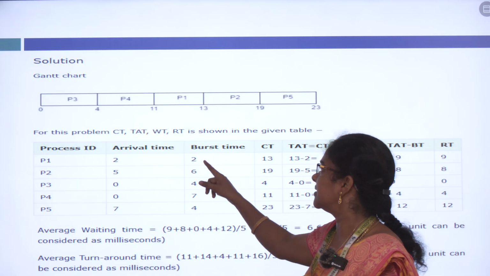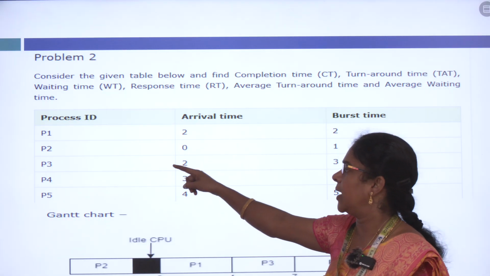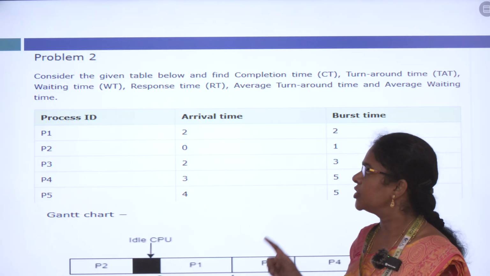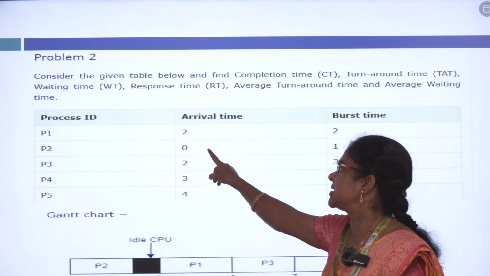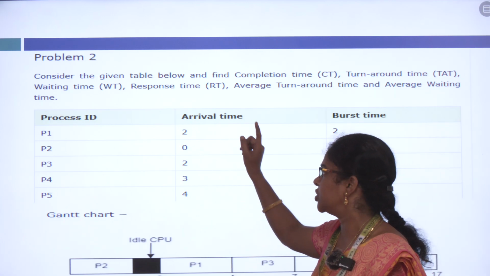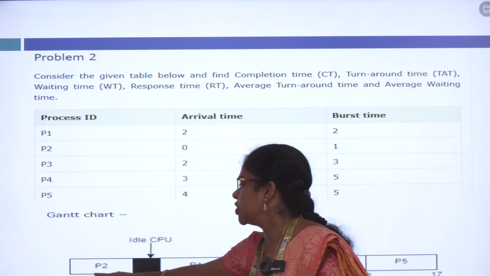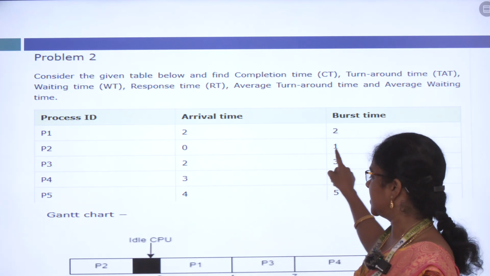In the same FCFS method, a second problem is given. Here P1, P2, P3, these are the 5 processes given with arrival time and burst time. In first come first serve, we start from the least arrival time, so we start from 0. The first process is P2. This is the Gantt chart, starting from 0. The first process is P2. What is the burst time?